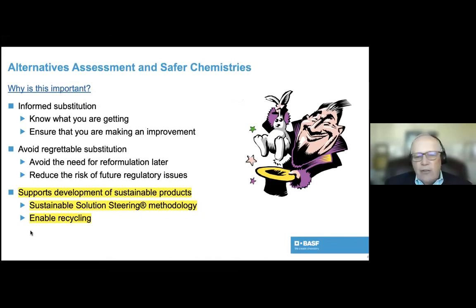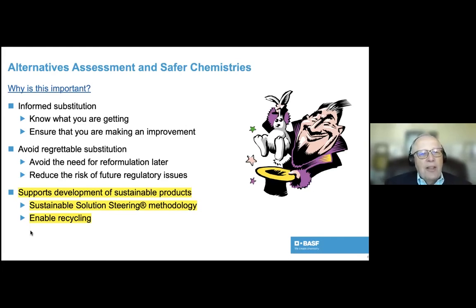Lauren used the phrase whack-a-mole, the magician with the rabbit. I stole from my colleague who more than 15 years ago in Europe was talking about this topic, and he compared it to people alternative hopping. As one substitute started running into regulatory trouble, they moved on to another one, and so on and so forth. It's a little bit like you're a magician pulling a new substitute out of your hat. And I guess my feeling is this is not magic.